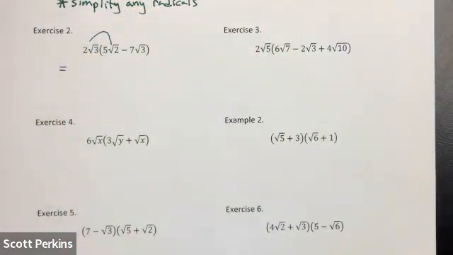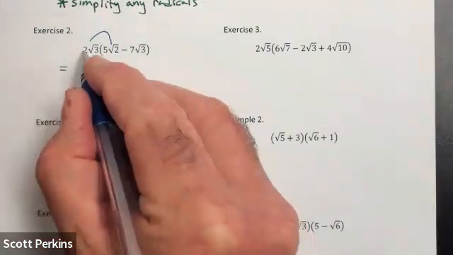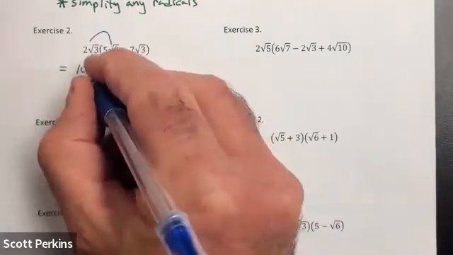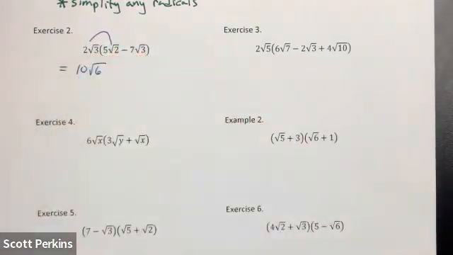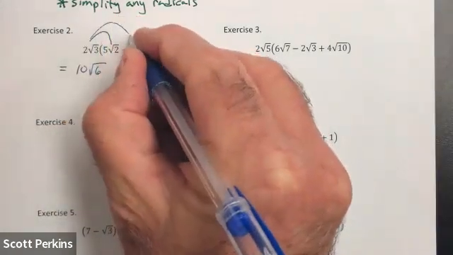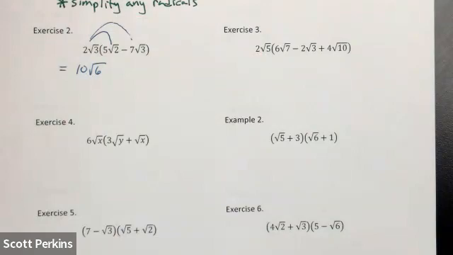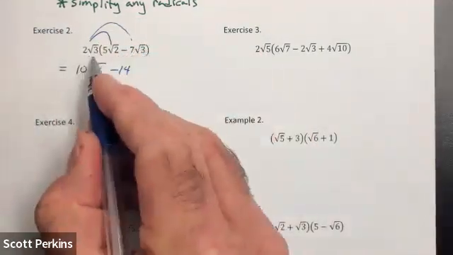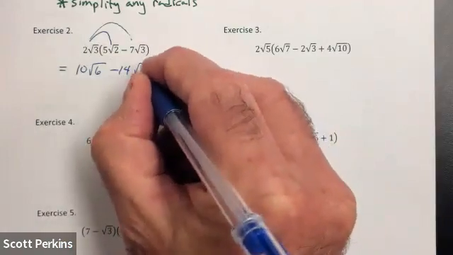2 square root of 3 times 5 square root of 2. Notice we have stuff outside the radical on both of them and stuff under the radical on both of them. So the 2 times the 5 gives me a 10. And then the square root of 3 times square root of 2 is square root of 6. You with me on that first term? All right, and then 2 square root of 3 times negative 7 square root of 3. The 2 times the negative 7 is negative 14. Square root of 3 times square root of 3 is square root of 9.